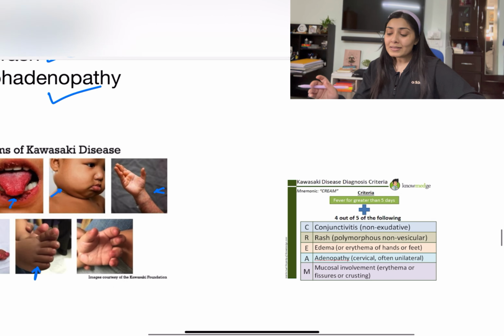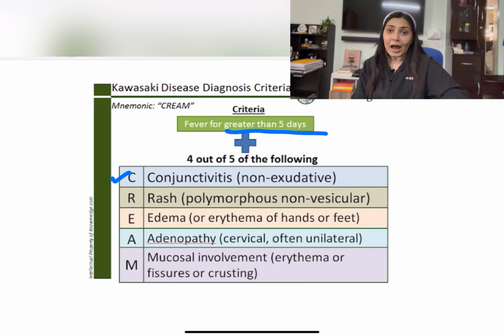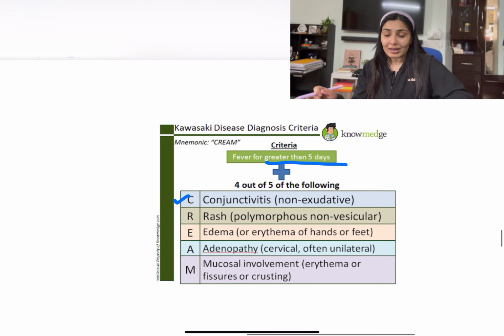Right? And the mnemonic to remember the features is CREAM. We say Kawasaki disease if the fever is more than 5 days, along with 4 out of the 5. C stands for conjunctivitis, that is a non-exudative or non-purulent conjunctivitis. R is for rash, which is a polymorphous non-vesicular rash. E is for edema of hands and feet. A is for adenopathy, often cervical unilateral lymphadenopathy, and the size is more than 1.5 centimeter. And lastly, we have mucosal involvement with erythema, fissures, crusting. Right? So this is Kawasaki disease.